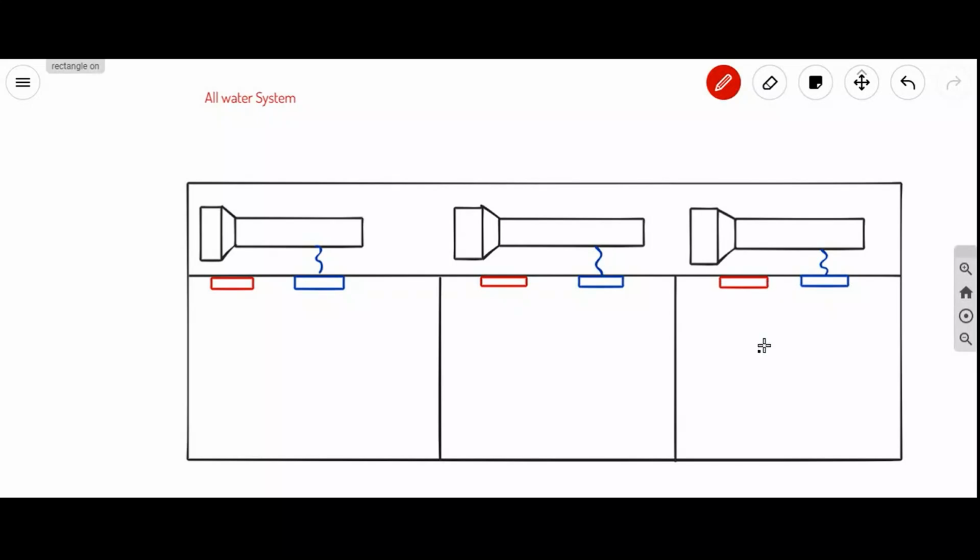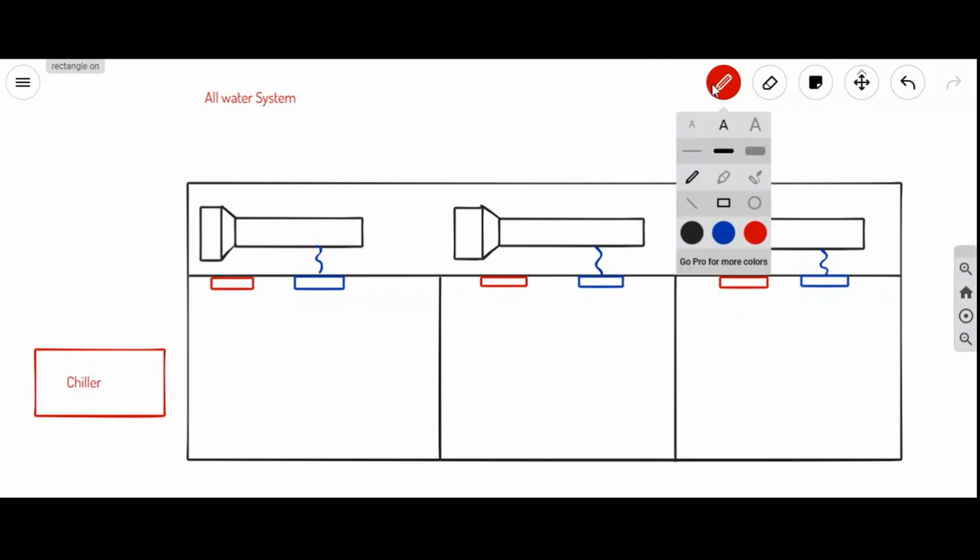So one is supply, one is return. Here a return duct is not required. Why? Because we are placing this machine near the return terminal only, in the same false ceiling. So that is the reason a return air duct is not required.